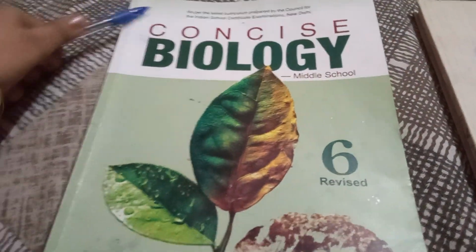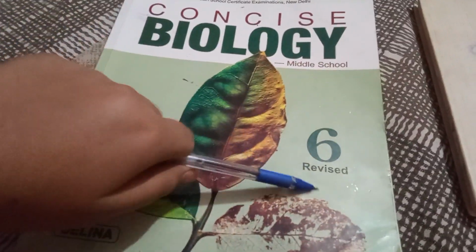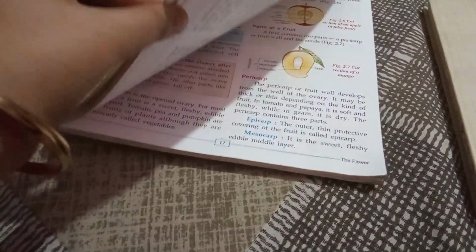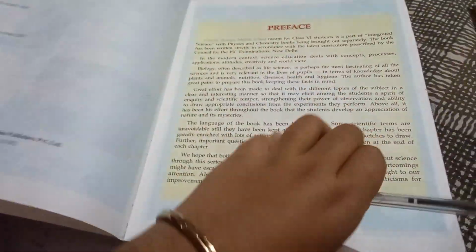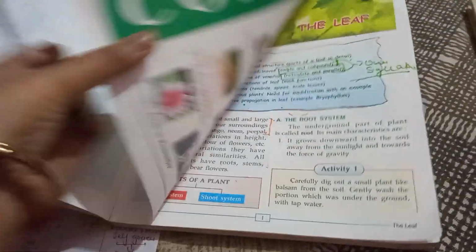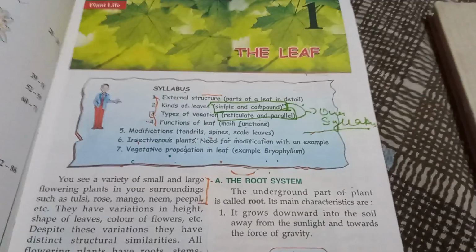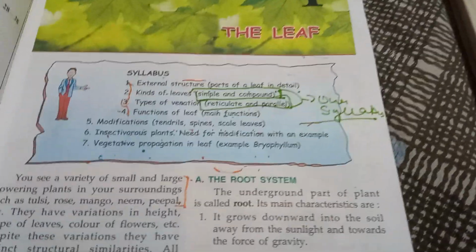So this is the book which I am going to read, Concise Selina Biology. This is for 6th grade and this is a revised book. I'm going to read the first chapter. This is the first chapter. So let's get to know the syllabus.